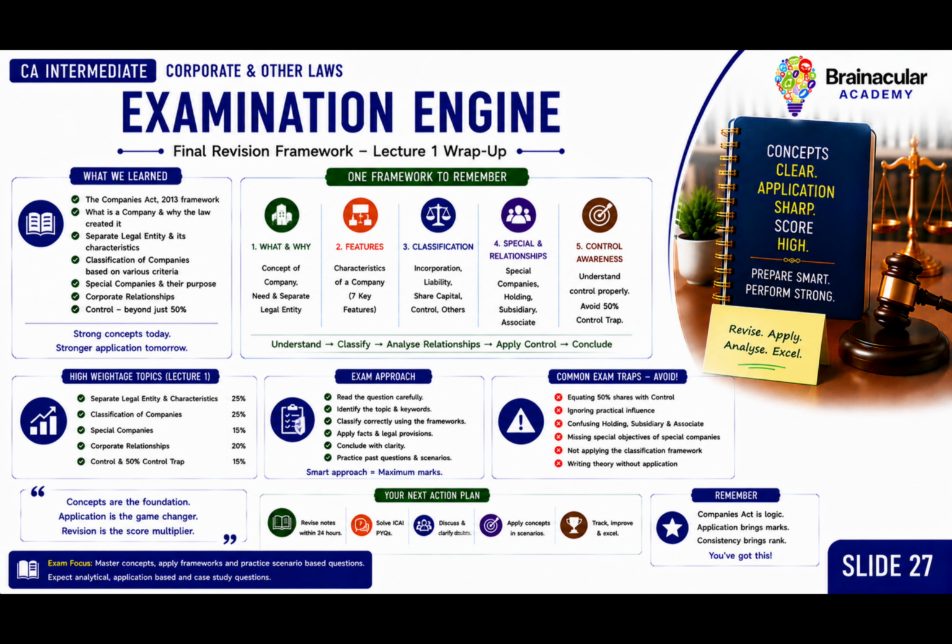Salomon versus Salomon established that a company is a person distinct from its shareholders. Option A established enemy character. Option B established the mischief rule. And option D established the golden rule.